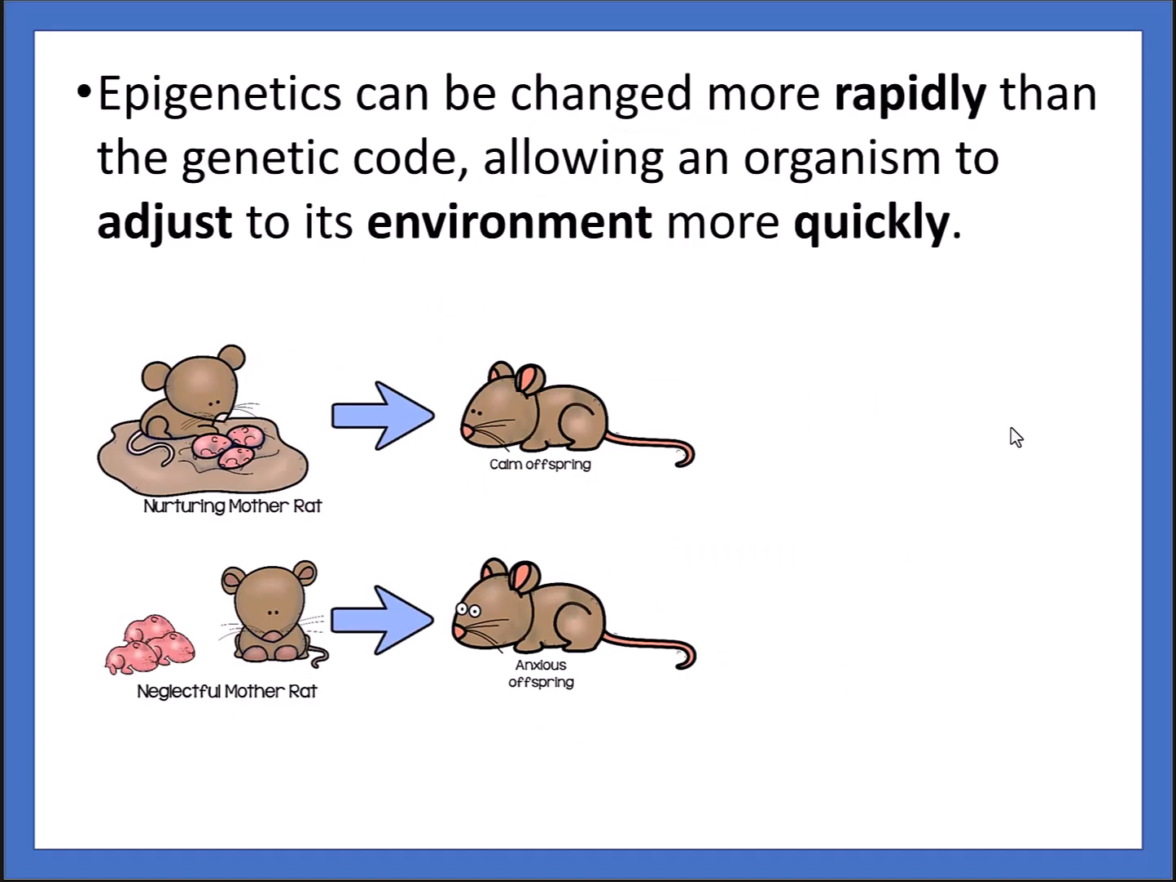Epigenetics is interesting because it can be changed more rapidly than the genetic code, allowing an organism to adjust to its environment more quickly. We discussed changes in the genetic code being caused by mutations, so changes to the DNA bases, and that can happen very infrequently, and it can take a long time, and often it's harmful rather than helpful. So epigenetics is a new layer of a way that an organism can adjust to its environment and ways that traits can be inherited by gene regulation rather than the actual genes itself.